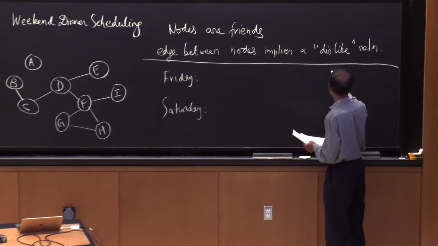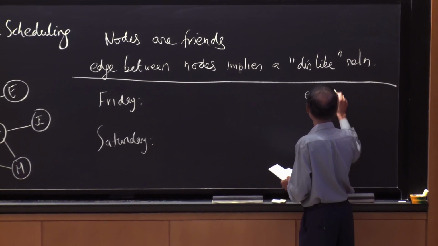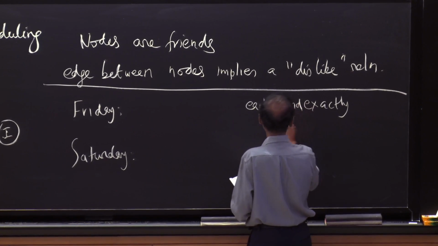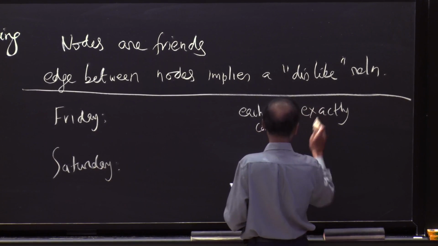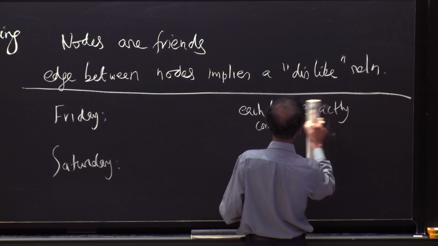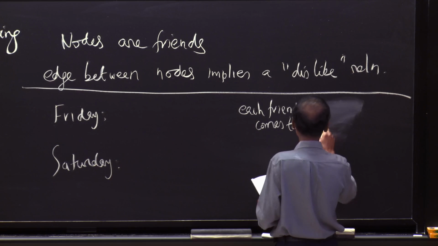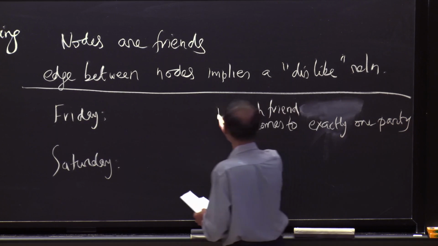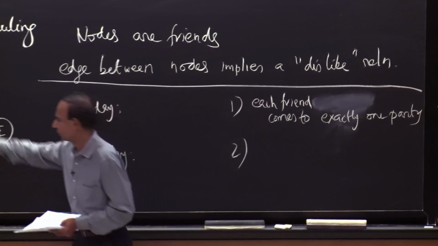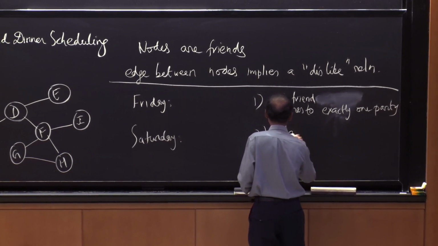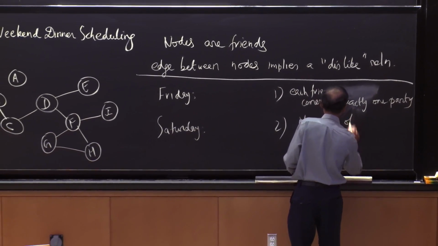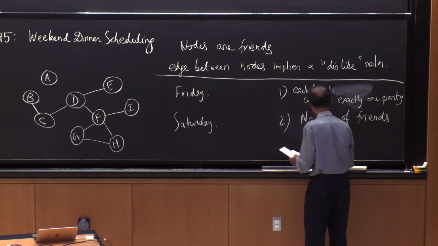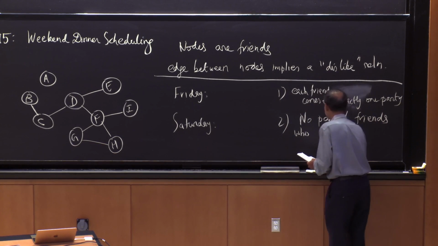So effectively the constraint is each friend comes to exactly 1 party. No one gets left out. No one comes to both. So that's fair. And then the second constraint, as you can probably guess, is no pair of friends who dislike each other, they're not friendly, they're your friends, can be invited on the same day.